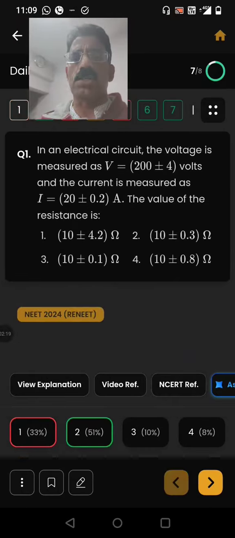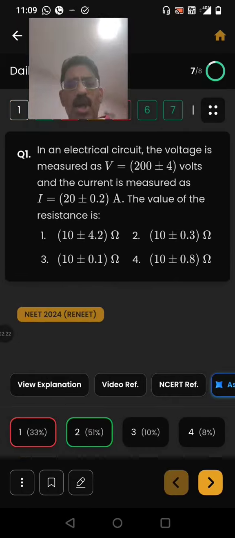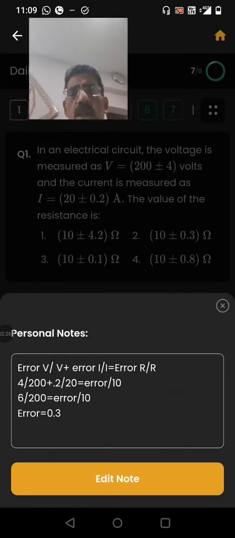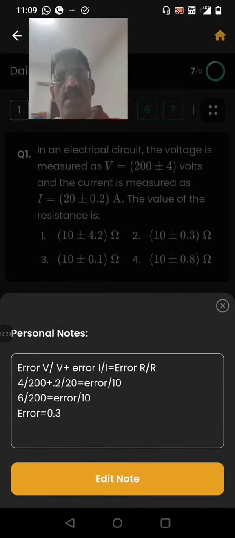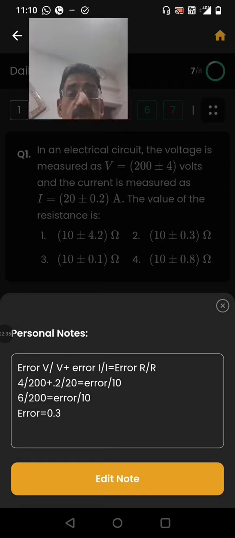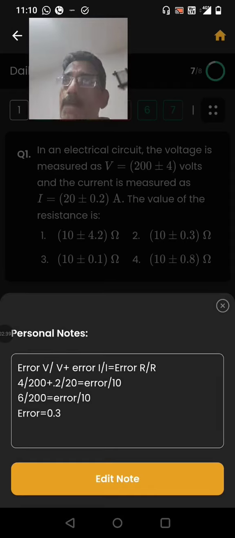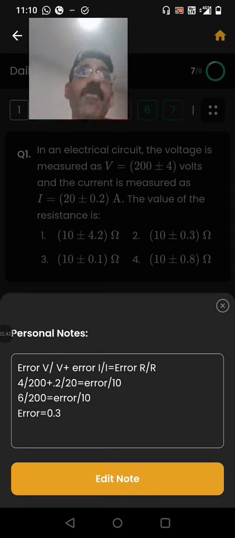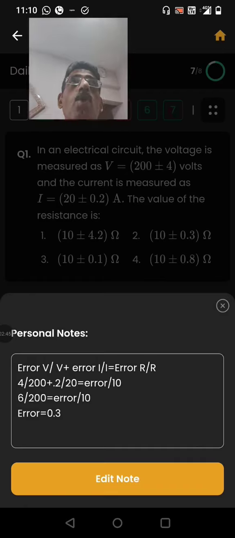Let's review the answers of the first one. Very nice. So this particular question, the answer is very simple. Straight away, you know that the error of V, that is delta V by V, plus the error of I by I gets added up, and that is equal to the error of R by R. So you need to substitute all of this together.